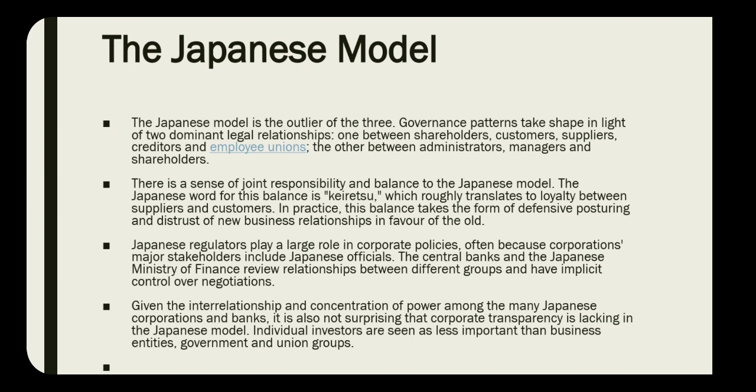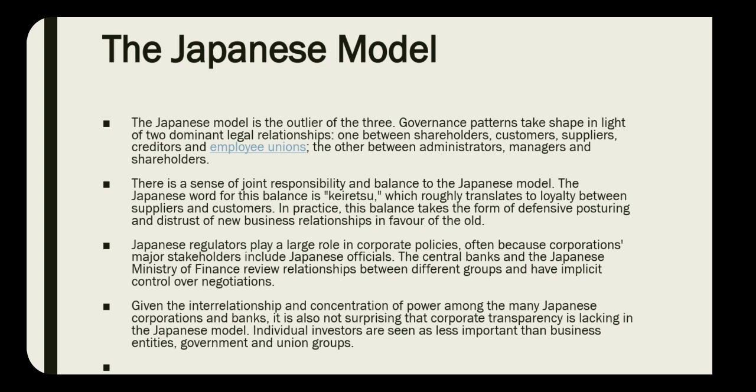In practice, this balance takes the form of defensive posturing and distrust of new business relationships in favor of the old. Japanese regulators play a large role in corporate policies, often because corporations' major stakeholders include Japanese officials. The central banks and the Japanese Ministry of Finance review relationships between different groups and have implicit control over negotiations. Given the interrelationship and concentration of power among the many Japanese corporations and banks, it is also not surprising that corporate transparency is lacking in the Japanese model. Individual investors are seen as less important than business entities, government, and union groups.